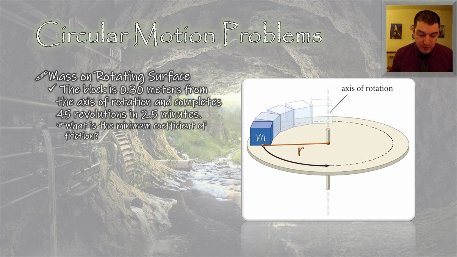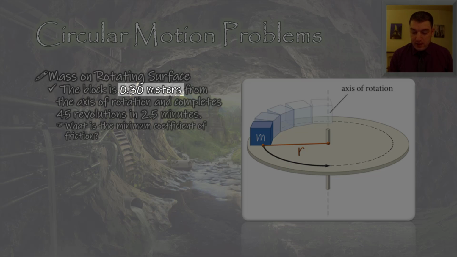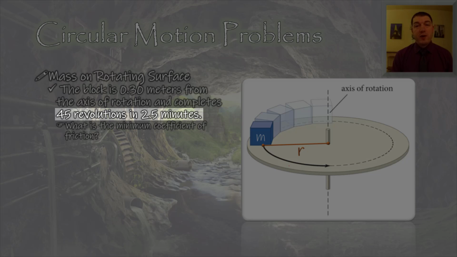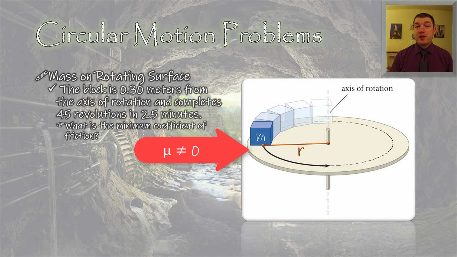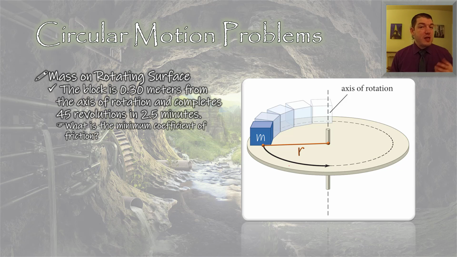We are given some specific information about it. We know that the distance between the mass and the axis of rotation is 0.3 meters, and we know that it completes 45 revolutions or 45 rotations in 2.5 minutes. This can't be a frictionless surface, because if the disk didn't have friction between it and the block, then the disk would simply spin underneath it and the block wouldn't move at all. The block's inertia is making it want to remain at rest.